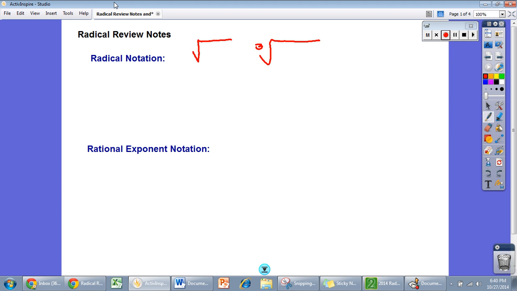So when we're doing these types of problems, this number 3 here is called the root. Sometimes you'll hear it called the index number. And then underneath is your radicand. So if we had, say, for instance, the number 10, so the cube root of 10, the fourth root, the fifth root, etc.